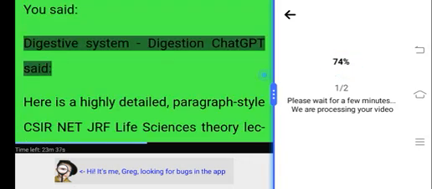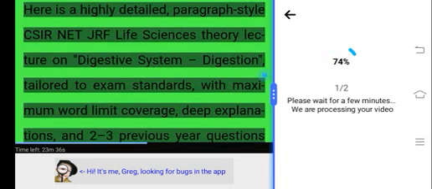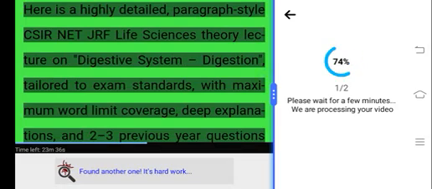You said: Digestive system. Digestion. ChatGPT said: Here's a highly detailed, paragraph-style CSIR NET JRF Life Sciences Theory lecture on digestive system, digestion, tailored to exam standards, with maximum word limit coverage, deep explanations, and 2 to 3 previous year questions with answers and years mentioned.